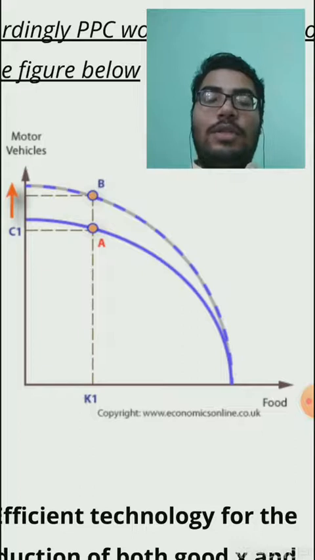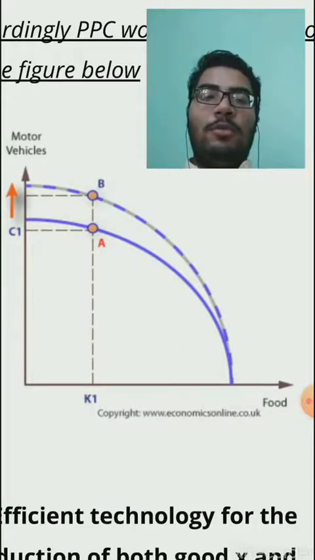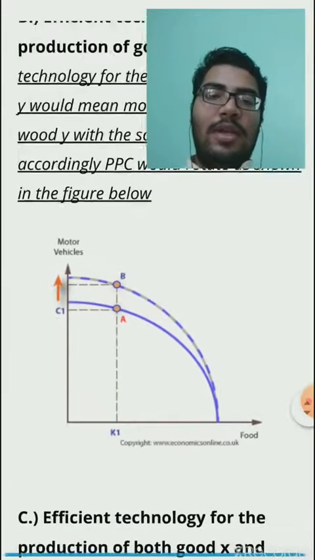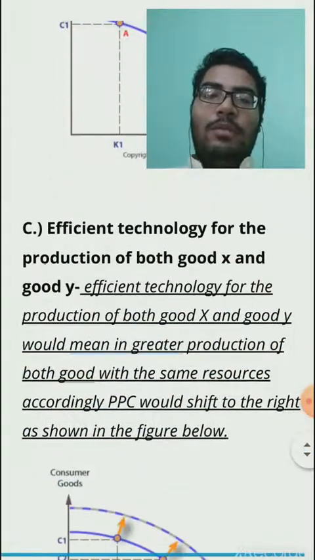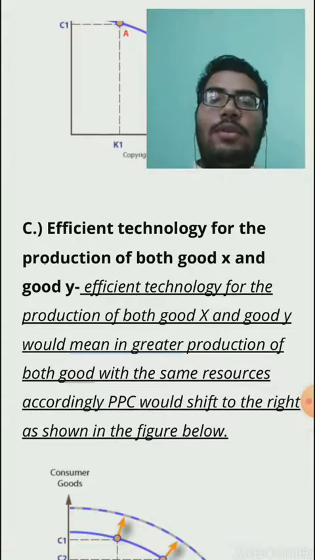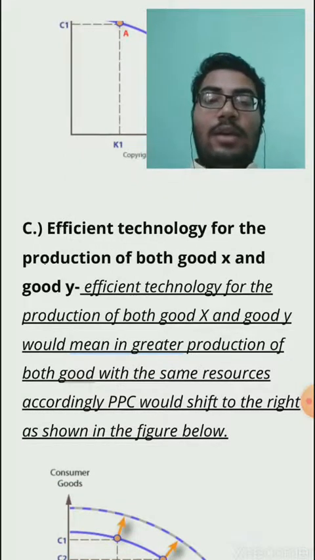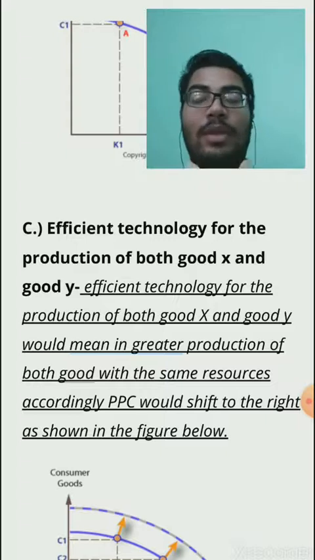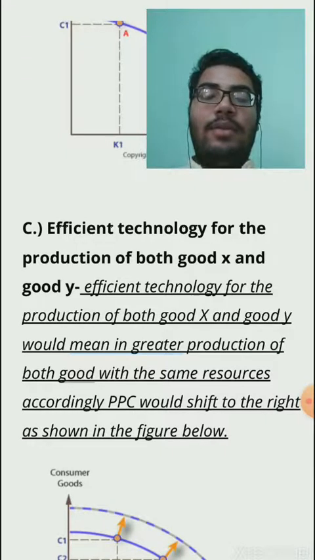Okay, these two situations will arise when, of any two given goods, the technology of the commodity used in producing any one good increases. Okay, so these two situations will arise. Then another point is efficient technology for the production of both good X and good Y. Okay, there may be possibilities that we have achieved a higher level of technology in production of only one good, and there are also possibilities that we have achieved the higher level of technology which is used in production of both the goods, good X and good Y.